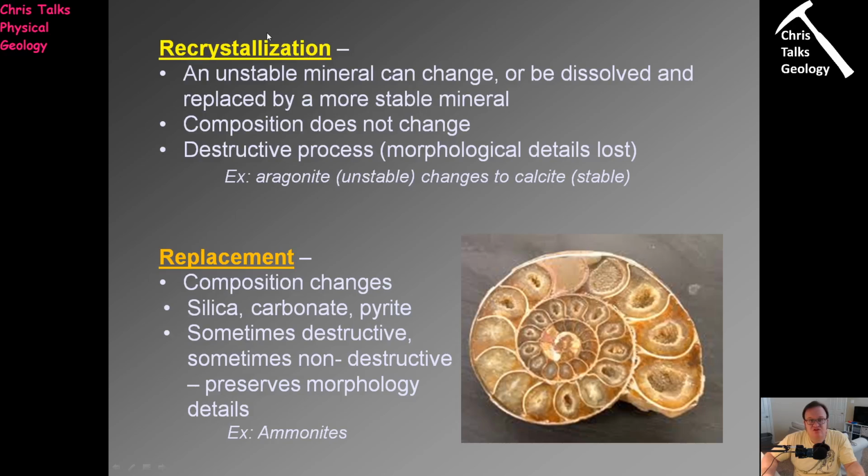Okay, so recrystallization. As discussed, an unstable mineral essentially can change and is typically replaced by a mineral with the same composition. It's a destructive process, because we can lose some detail of the fossil. So the composition does not change. If we have a fossil made of aragonite, calcium carbonate, it changes into calcite, calcium carbonate. Replacement is the same thing, but the original minerals are completely lost and they're replaced by a new mineral.